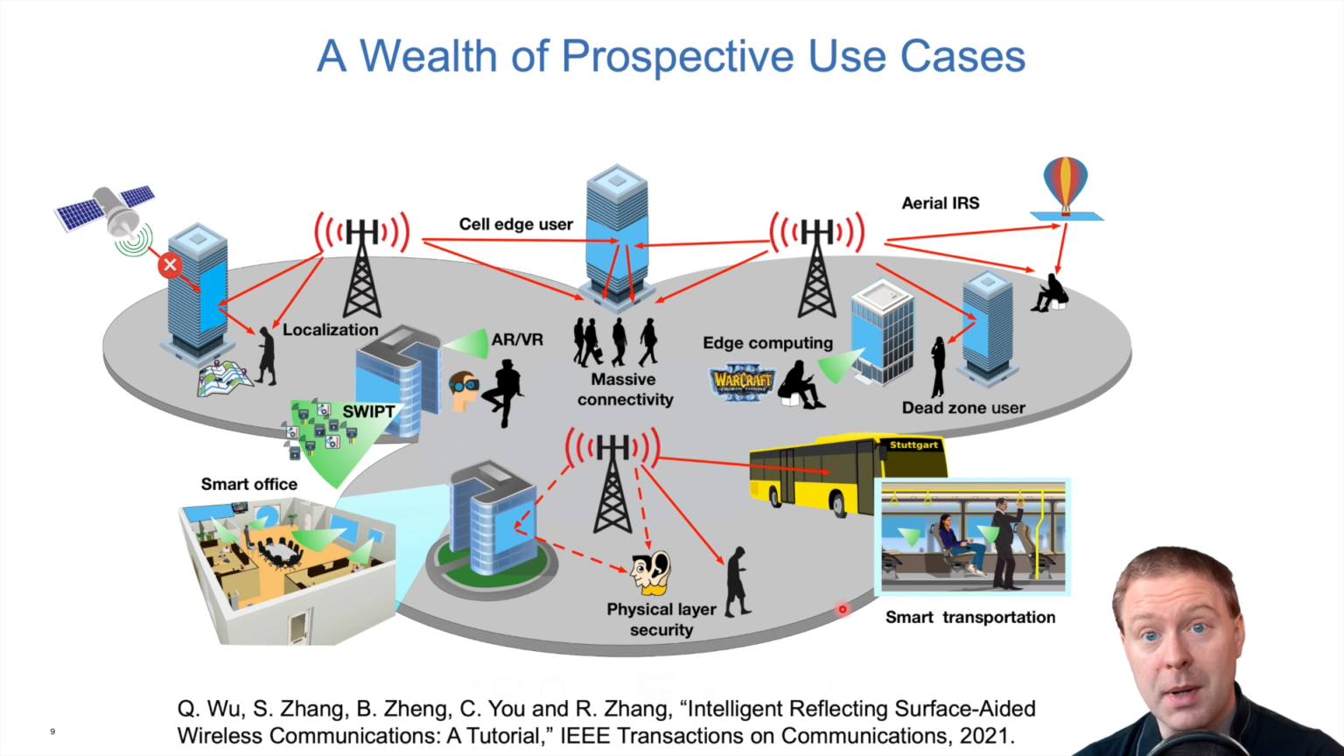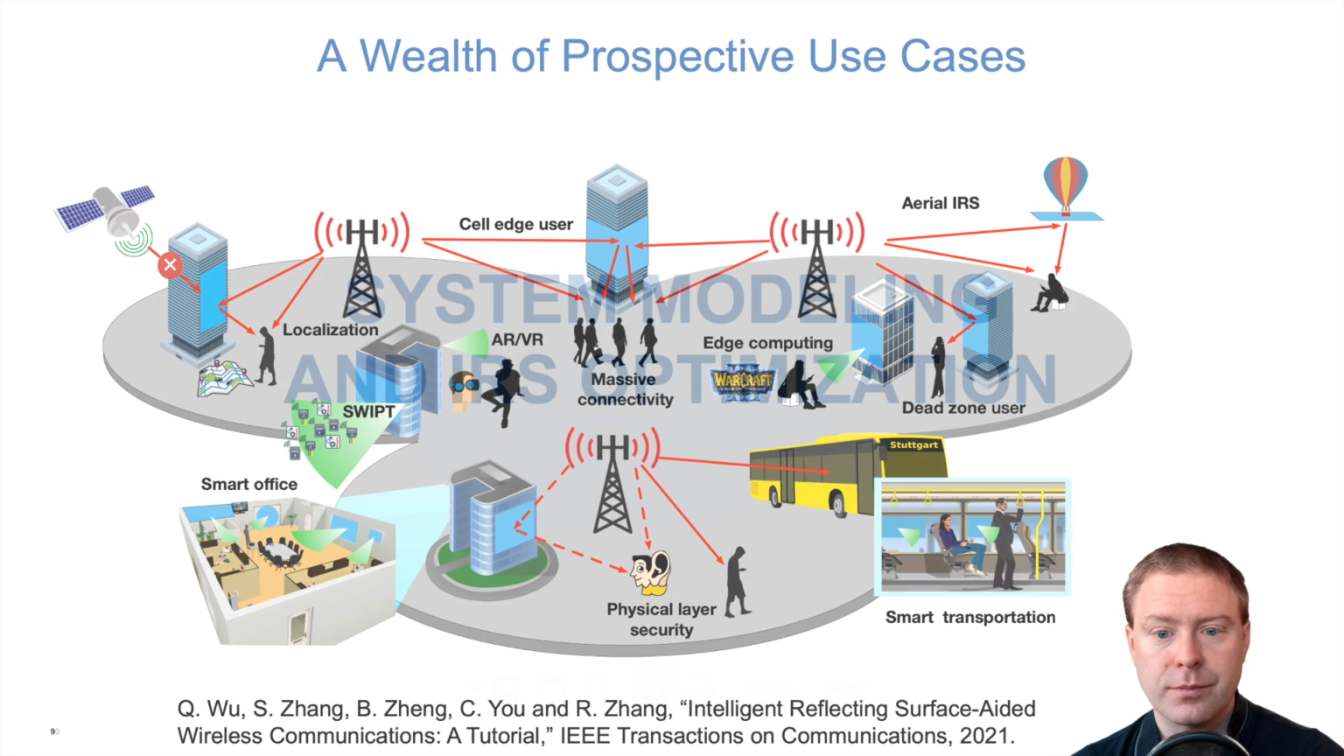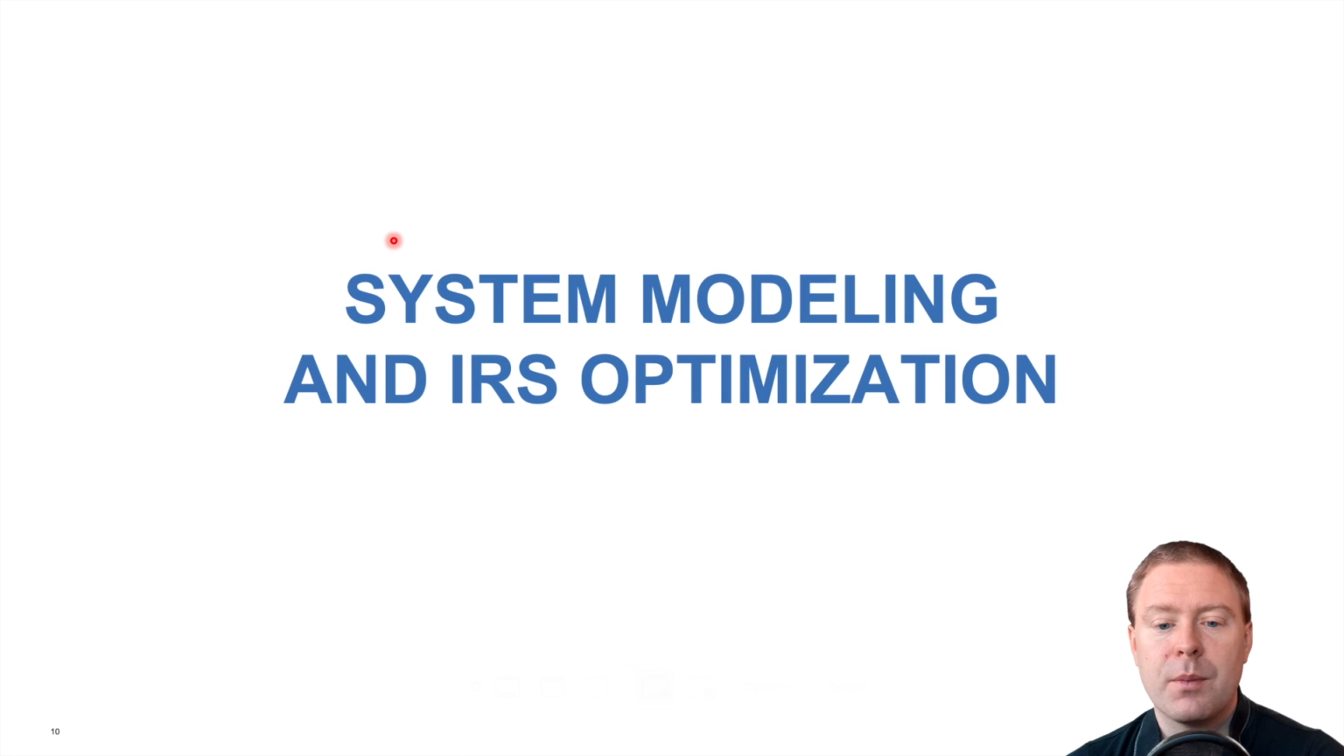but instead go into how it works in the basic scenario where we would like to help out a cell edge user, someone who might be blocked from the base station. To do that, I will develop a system model, and then I will use it to optimize the IRS configuration in order to maximize the performance for a user.